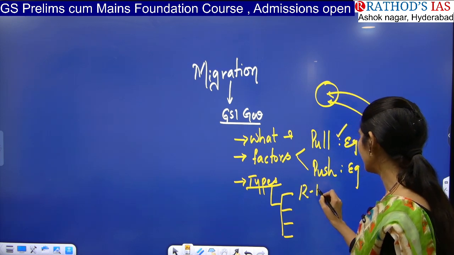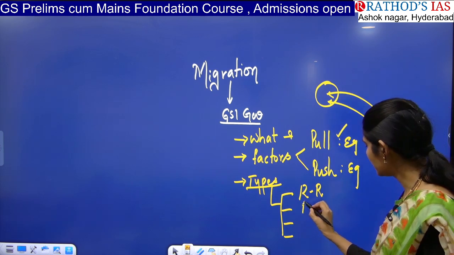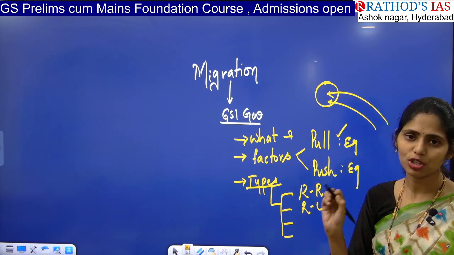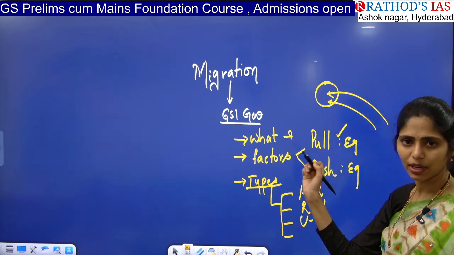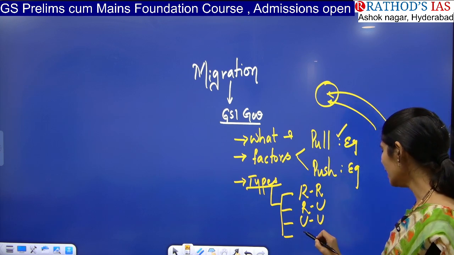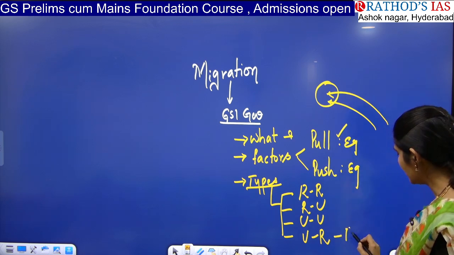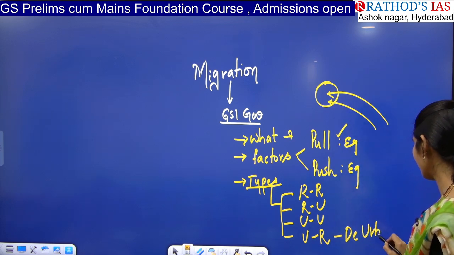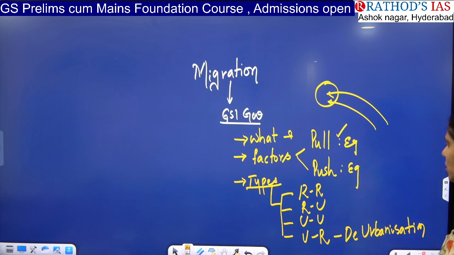Rural to rural migration, that means rural area people shifting to rural areas. Next one is rural to urban migration, that means rural areas to urban areas, and urban to urban, from one urban area to another urban area, like that. And next one is urban areas to rural areas. This is also called de-urbanization. This concept is called de-urbanization. You have to see all these types with examples.